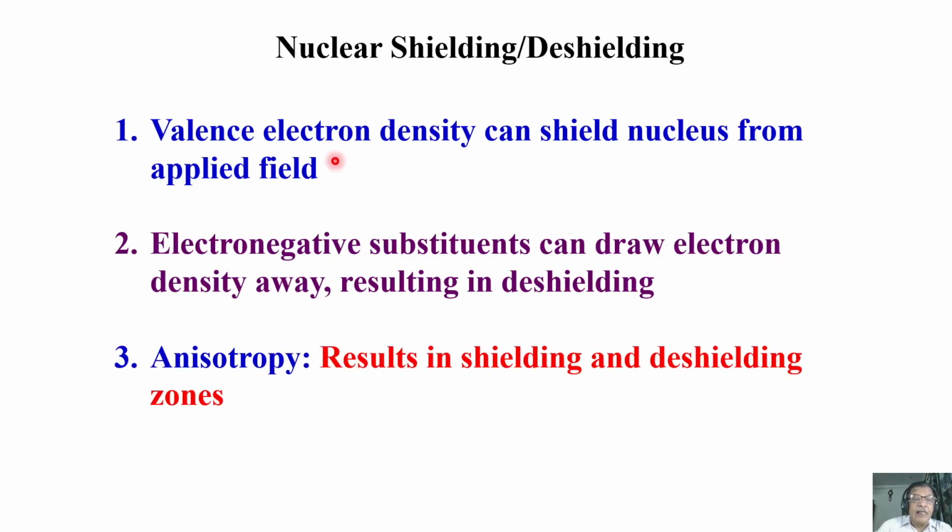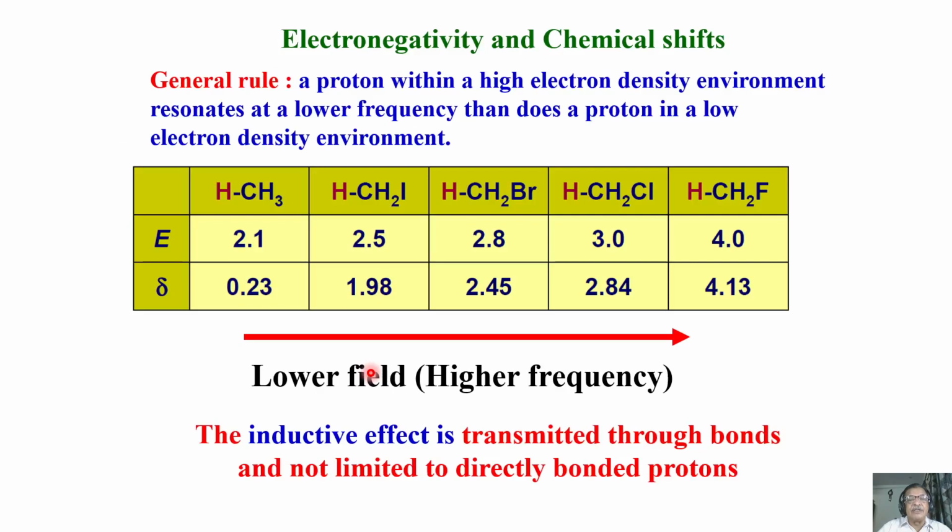For example, a valence electron density that can shield the nucleus from the applied field causes shielding. If there are electronegative substituents which can withdraw electrons away from the particular proton they are attached to, or from the neighboring proton, it causes deshielding. There is also the anisotropy effect, which results in both shielding and deshielding. This anisotropy comes from the anisotropy of the chemical bond. We take a couple of examples today and see these factors.